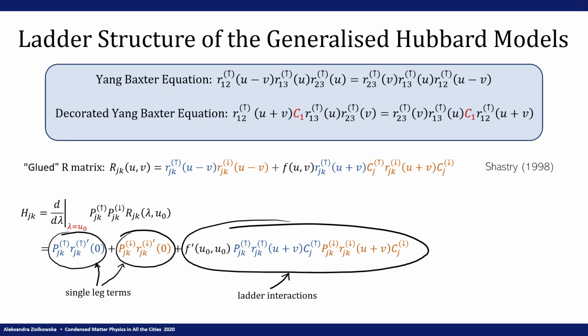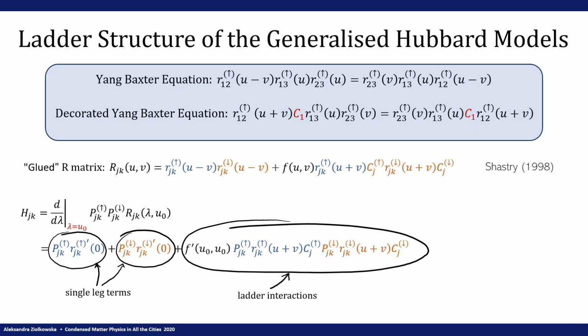We can combine these two expressions to form a Yang-Baxter equation with a new glued R matrix constructed from the two species of free fermionic R matrices. Due to the structure of this R matrix, its derivative with respect to the spectral parameter contains two terms which involve only one R matrix species and an interaction term between them.